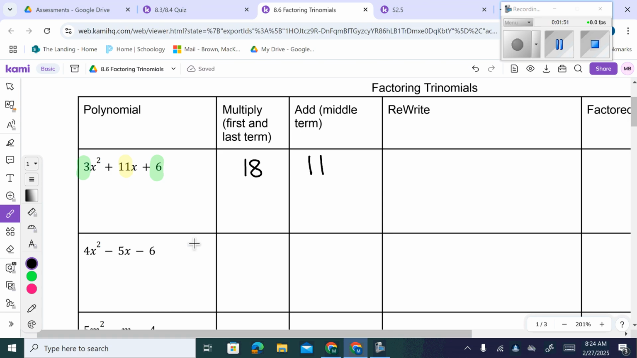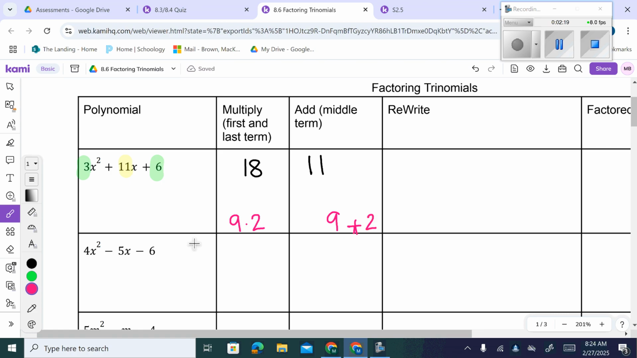Give me two other numbers that multiply to 18. 6 and 3, but 6 plus 3 isn't 11. No, so that's why our magic numbers are going to be 9 and 2. Because isn't 9 plus 2, 11? And is 9 times 2, 18? So we found our magic numbers.